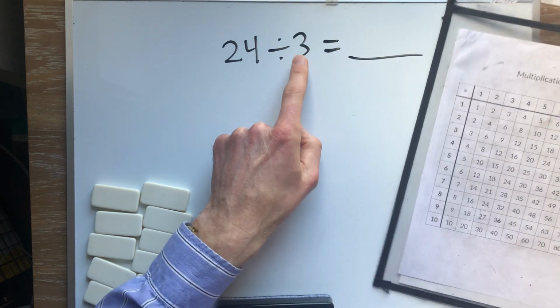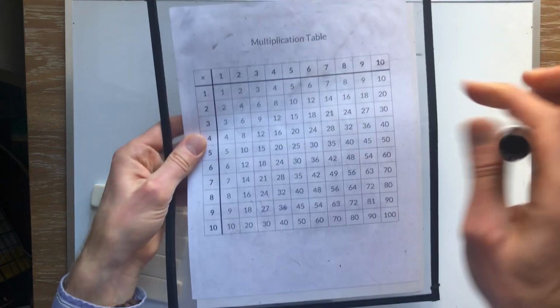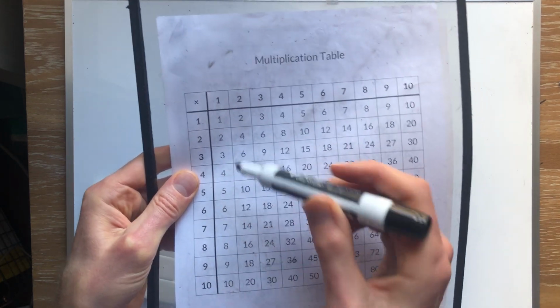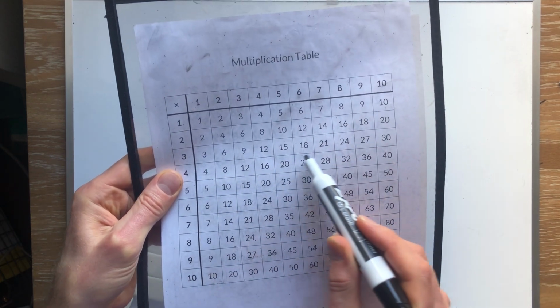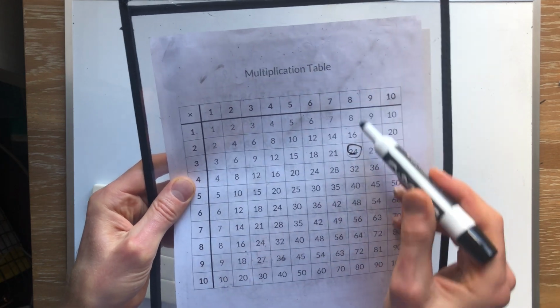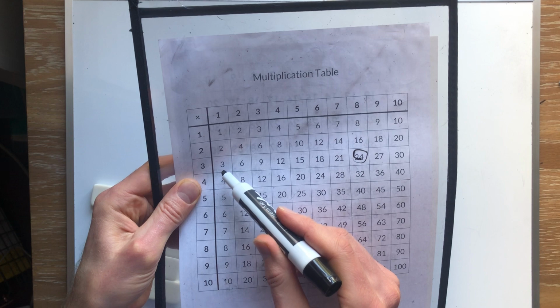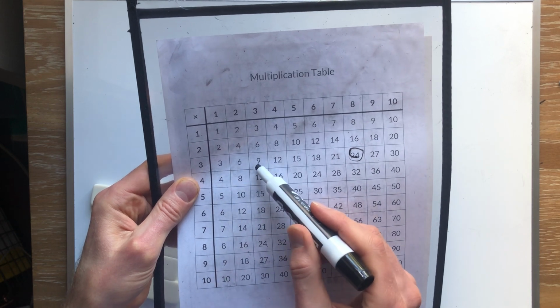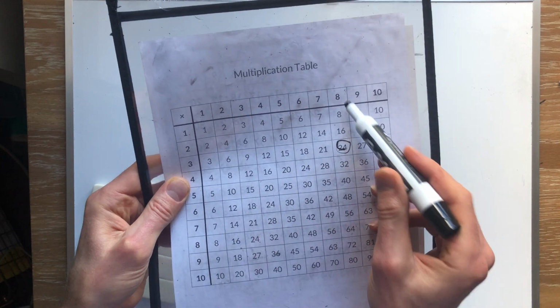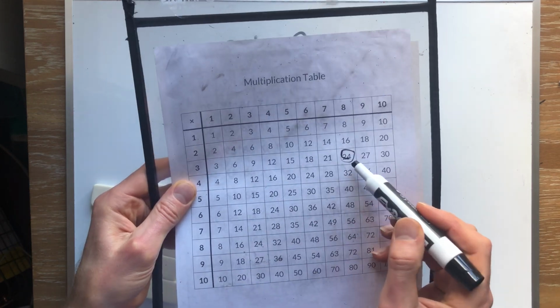But if I don't know, I just say, well, 3 times what equals 24? I just look at my 3's here on my multiplication table. It's right there. And then I keep scanning up until I find it. Oh, there it is. There's 24. So 3 times 8 is 24. 1, 3, 2, 3, 3, 3, 4, 3, 5, 3, 6, 3, 7, 3. There's 8 3's. 3 times 8 is 24. It means there's 8 groups of 3.